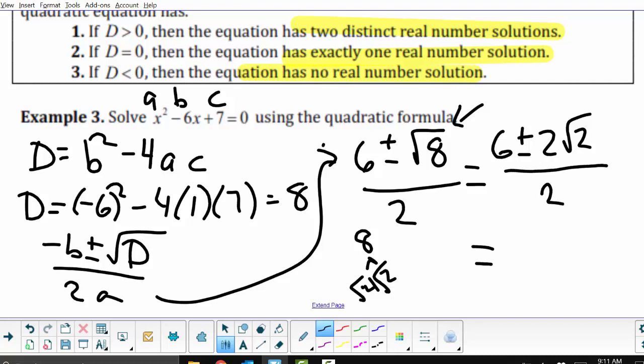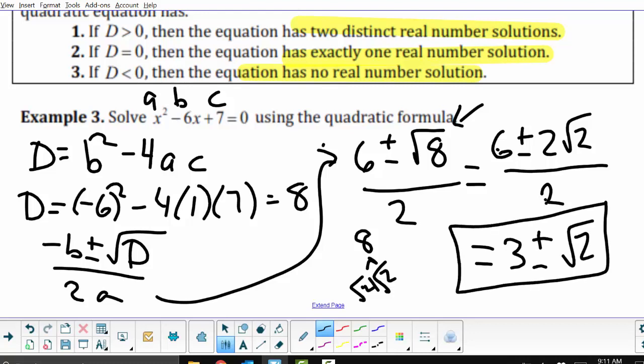And we can again reduce, because notice everything outside of the radical is divisible by 2. So we can go 6 divided by 2, and that gives us 3. Plus or minus 2 divided by 2 is 1 radical 2. And that would be our two final answers. 3 plus and minus radical 2.